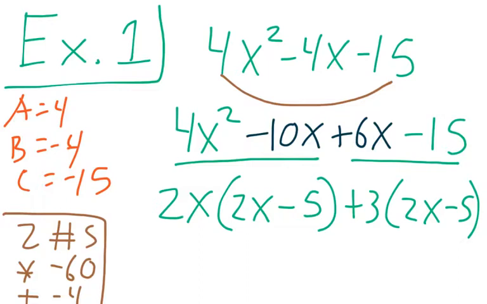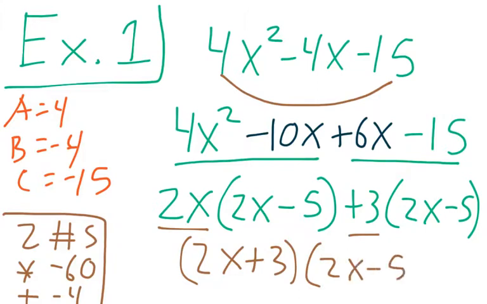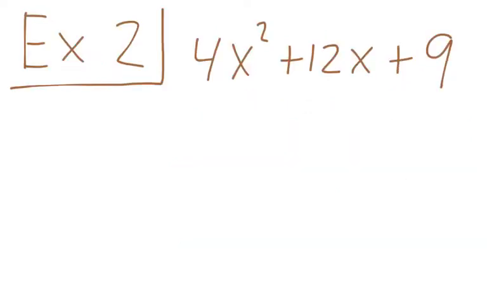So what this means is my final answer is 2x plus 3, right here. That's one factor, and the 2x minus 5 is the other factor. Because basically I just factored out the 2x minus 5 from both of these, and this was left, the 2x plus 3 here. So these are my two factors. This right here that I'm currently over will FOIL to be the 4x squared minus 4x minus 15. So there's one done. Here's another one.